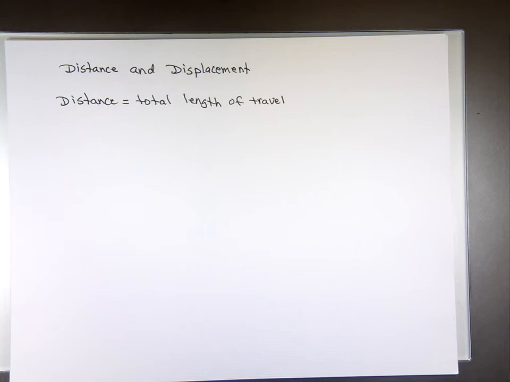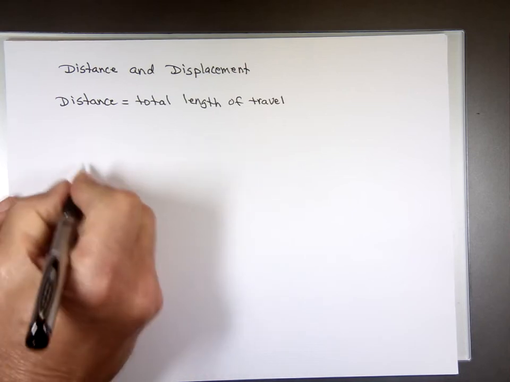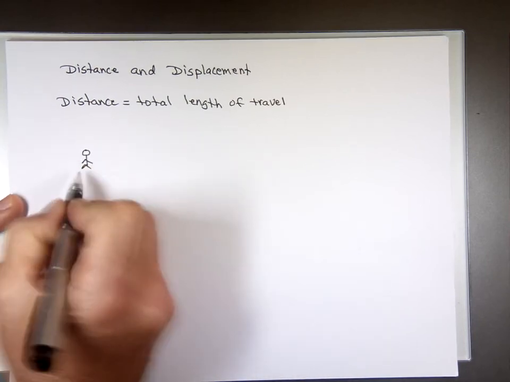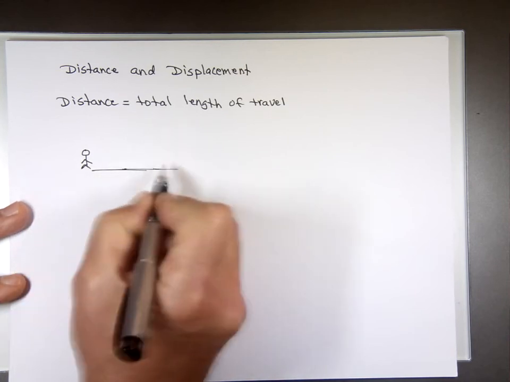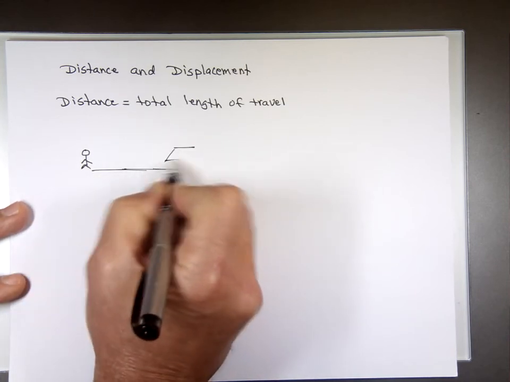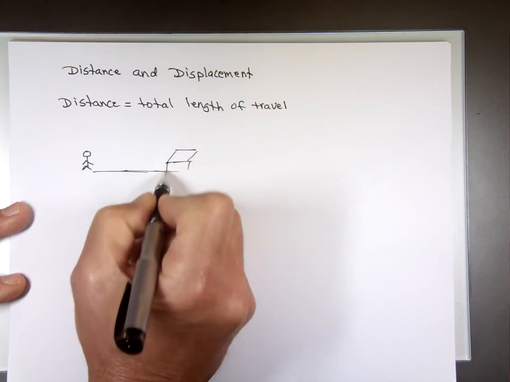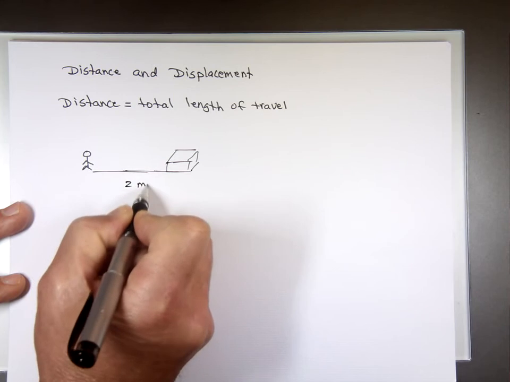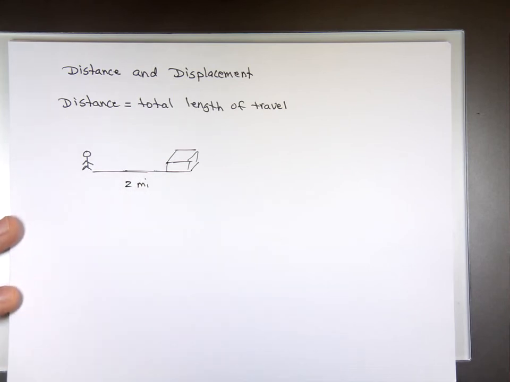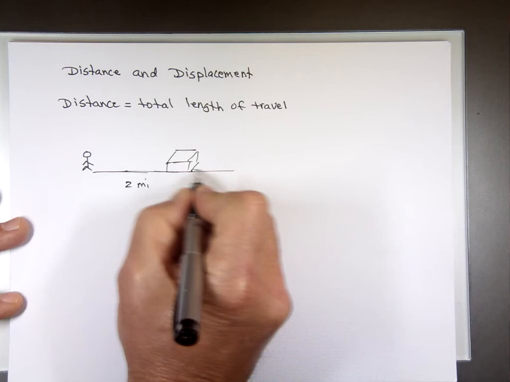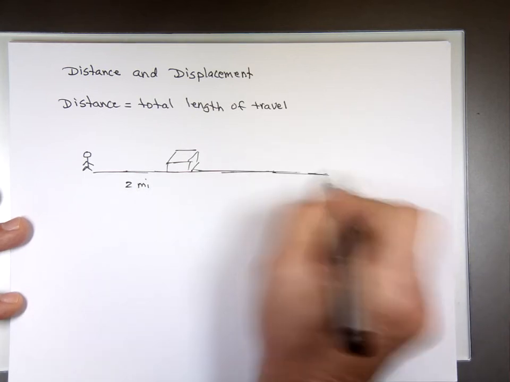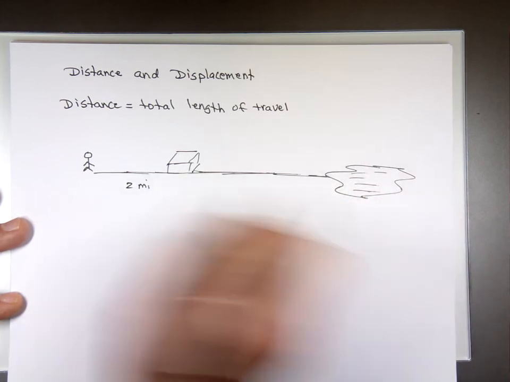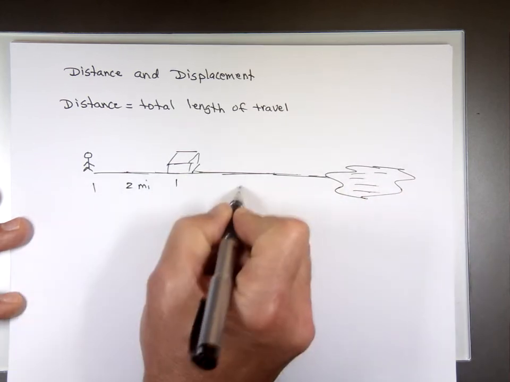So let's take an example. Here is Johnny. Starting from here, John is going to walk to his friend's house right here. That's the house, which is 2 miles away. Then from there, him and his friend are going to travel to the lake here. There's a lake, where they're going to go swimming. And that lake from his friend's house is 4 miles.